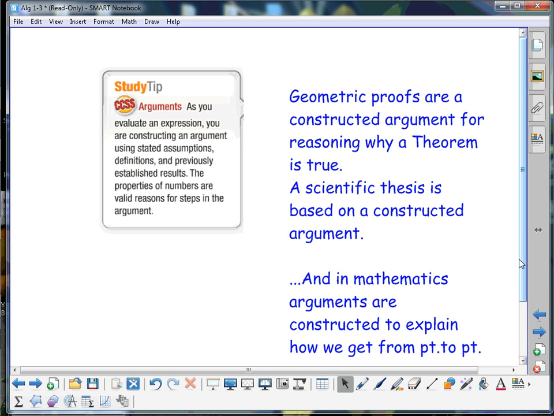And this is the basis for geometric proofs, for proofs in geometry that you'll be doing next year. But we're going to do it with algebraic proofs. So I just read what I said. Geometric proofs are a constructed argument for reasoning why a theorem is true. And in science, when you write a scientific thesis, you have to construct an argument for why this is true. And so in math, we're going to do the same thing. We're going to construct an explanation to explain how we get from point A to point B.